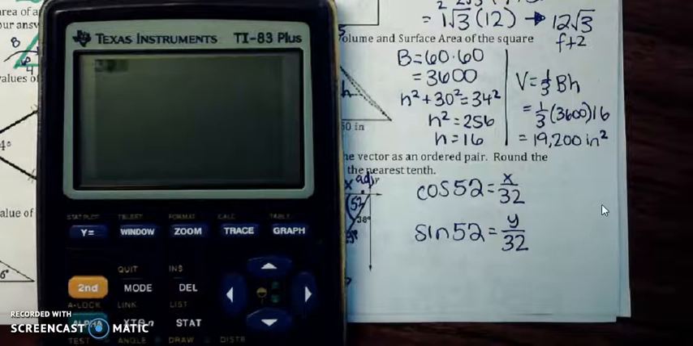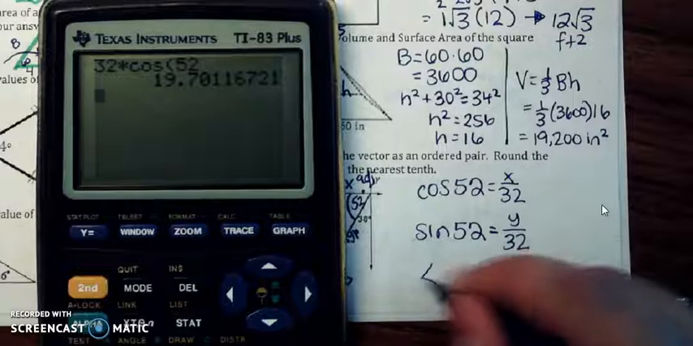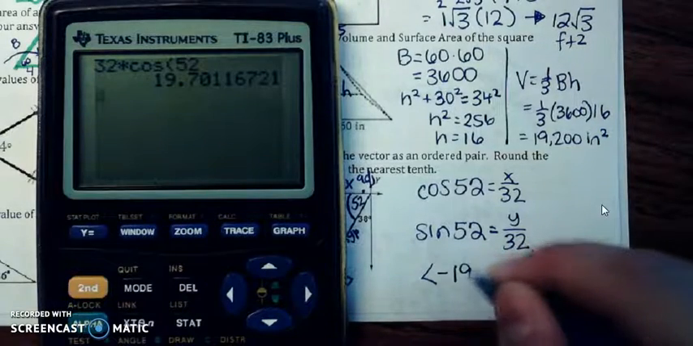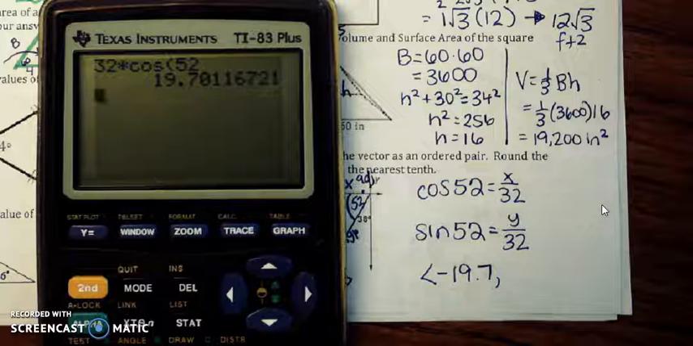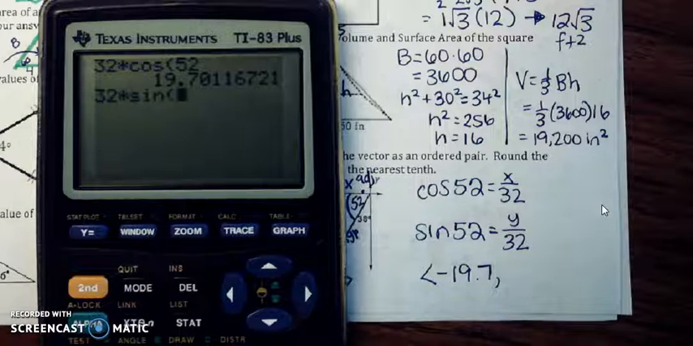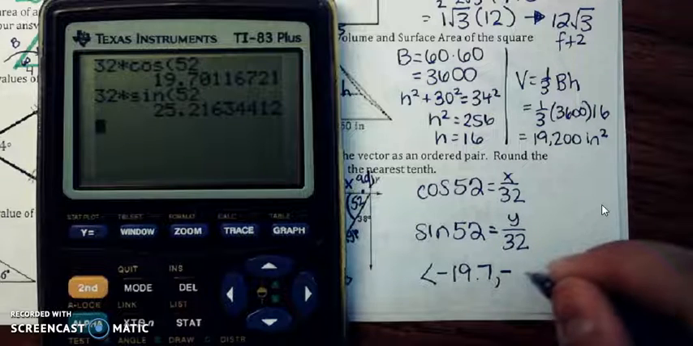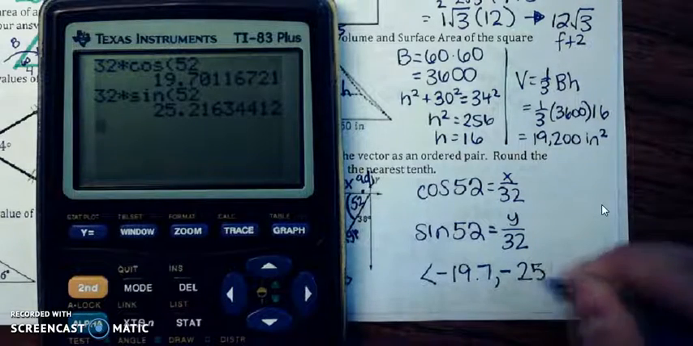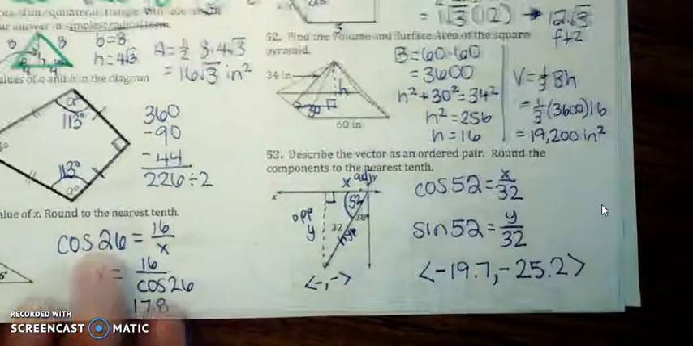So we're going to do 32 times cosine 52. That's 19.7. So I'm just going to put a negative in front of that because of the placement in quadrant 3. The other thing I'm going to do to get y, I'm going to do 32 times the sine of 52, and rounded to the nearest tenth is 25.2. So I'm going to put a negative in front of it because of where I've placed it on the graph here.